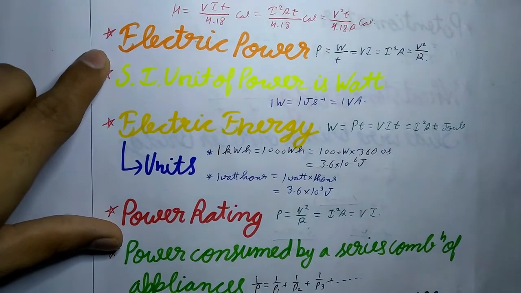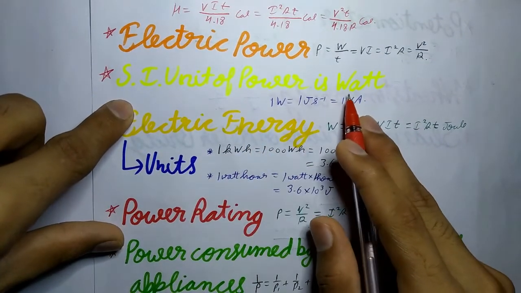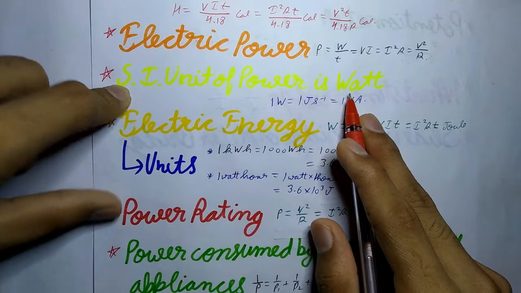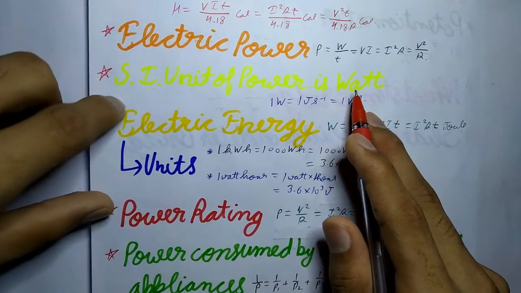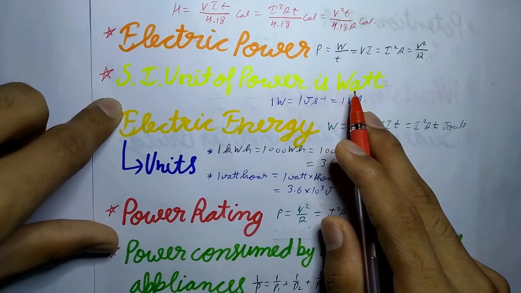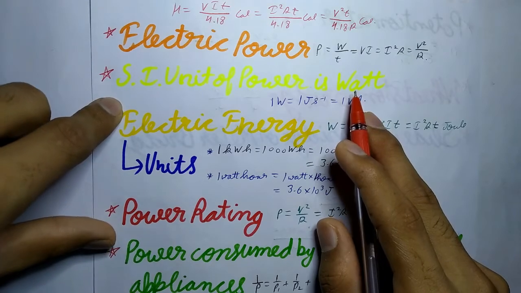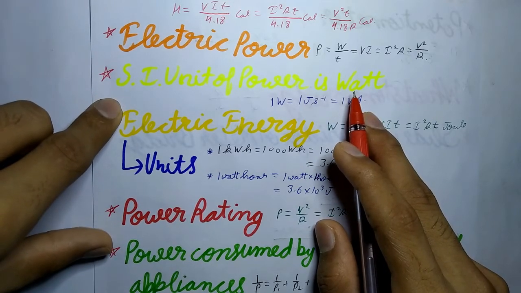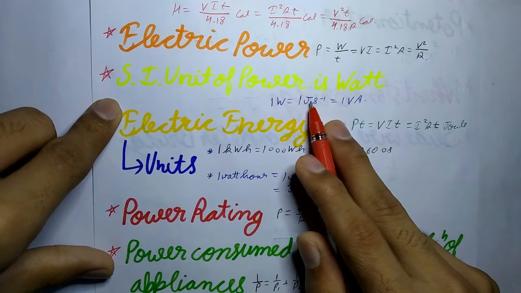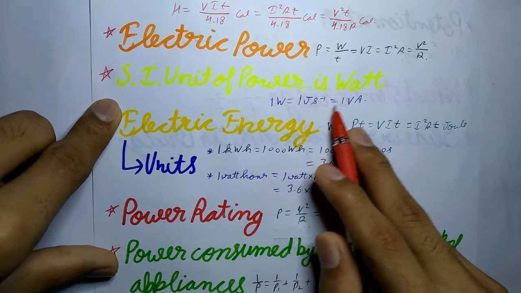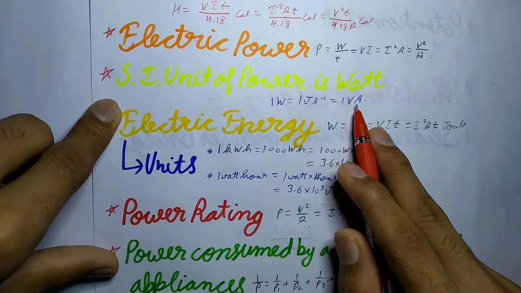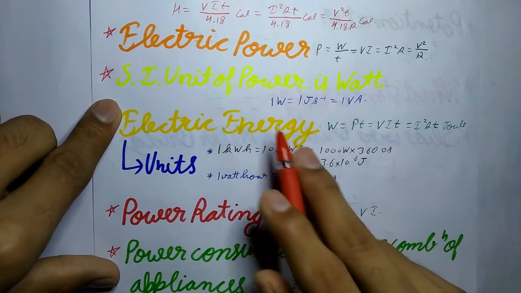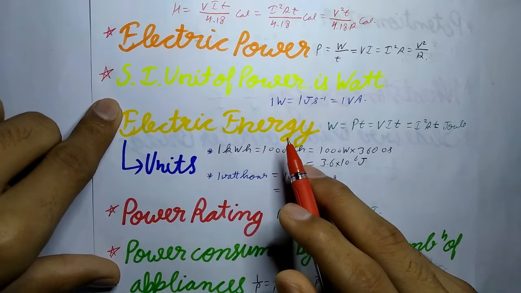Now the SI unit of power is watt. The power of an appliance is 1 watt if 1 ampere of current flows through it on applying a potential difference of 1 volt across it. So 1 watt equals 1 joule per 1 second, which equals 1 volt into 1 ampere, and 1 kilowatt equals 1000 watt.